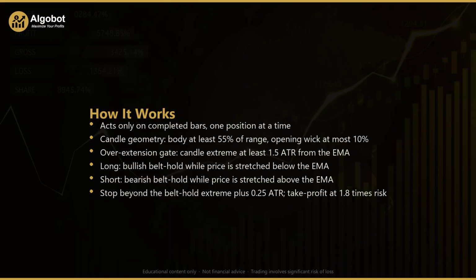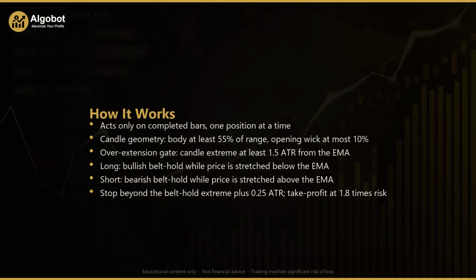It calculates the full range from high to low, the size of the body, and the length of each shadow. Two geometry conditions define a belt hold. The body must be decisive, meaning it fills at least 55% of the total range by default. And the shadow on the opening side must be tiny, no more than 10% of the range, which is what tells us the candle opened right at its extreme with almost no wick. For a long setup, the strategy needs a bullish belt hold, the close above the open, a decisive body, and a lower shadow that is essentially flat.